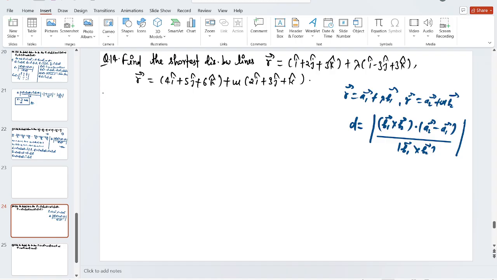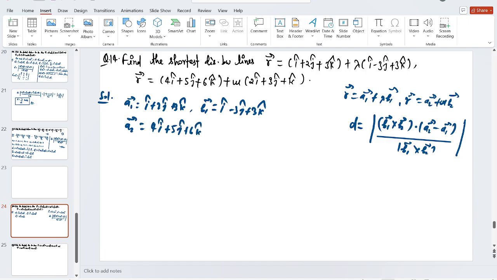So if you compare, you get vector A1 equal to i cap plus 2 j cap plus 3 k cap and vector B1 equal to i cap minus 3 j cap plus 3 k cap, and vector A2 equal to 4 i cap plus 5 j cap plus 6 k cap. And vector B2 is 2 i cap plus 3 j cap plus k cap. Using this formula, find B1 cross B2, then A2 minus A1, take the dot product, and take the modulus of vector B1 cross B2, and you get the answer. This question is also treated as homework. I hope it is clear to you. Coming to the next.